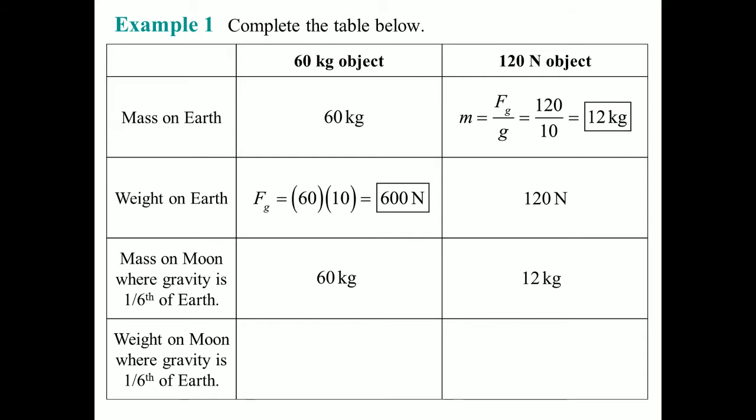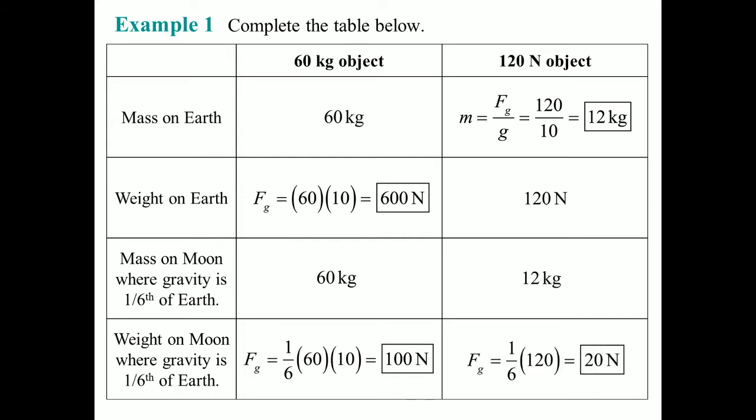So on the moon, your gravity is 1/6 of Earth's. So you multiply 1/6 times your mass times the acceleration. And now you're going to see that your weight on the moon is 100 newtons, 1/6 of your weight on Earth. What about the 120 Newton object? Well, that's going to also be 1/6. So 1/6 times 120 is 20 newtons. Notice that you feel lighter on the moon because, again, its gravitational pull is 1/6 of Earth's.